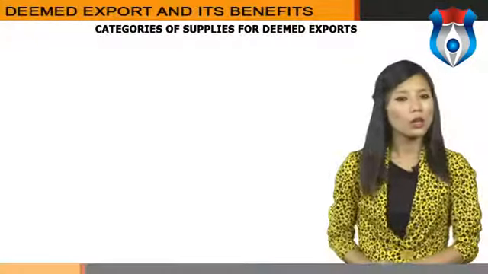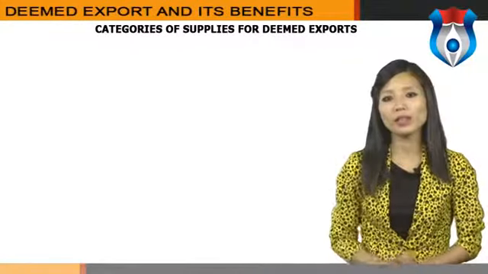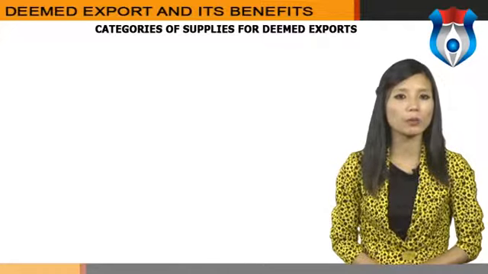That's the primary reason. There are also other reasons the government has export controls, and that can include protecting certain foreign policy interests against certain countries, as well as protecting U.S. economic interests. Now moving on to the next topic, we will study the categories of supplies for deemed exports.